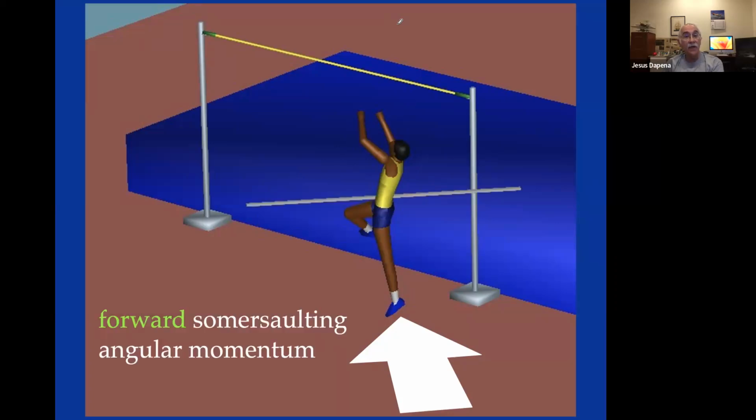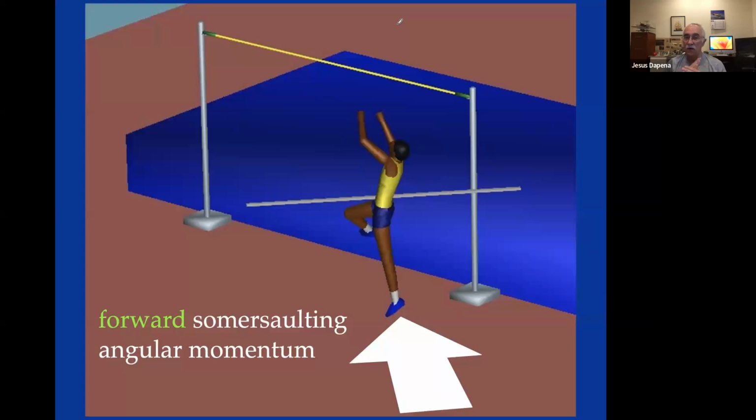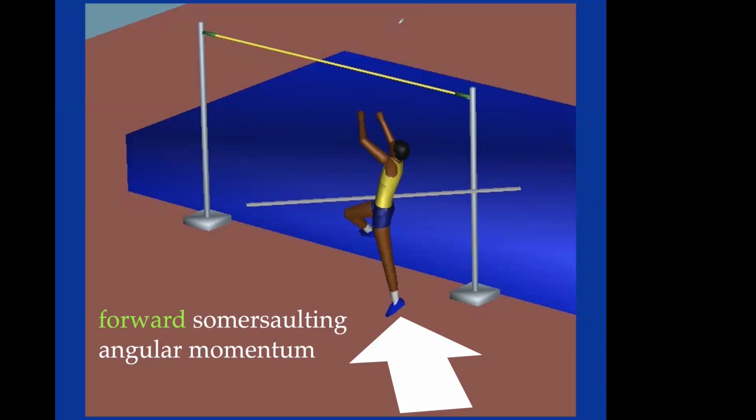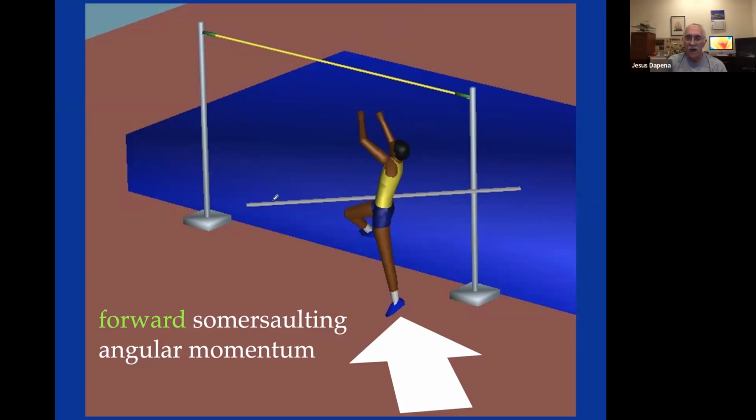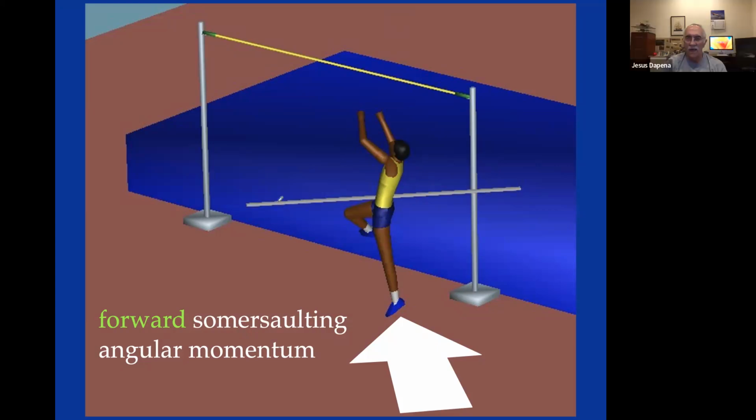So the athlete is going to do two somersault rotations. One is going to be the forward somersault rotation. The other one is going to be a lateral somersault rotation. So this line that you see here, can you see my mouse? Yes. Okay, so this line here is the axis of rotation for the forward somersaulting angular momentum, forward somersaulting rotation.